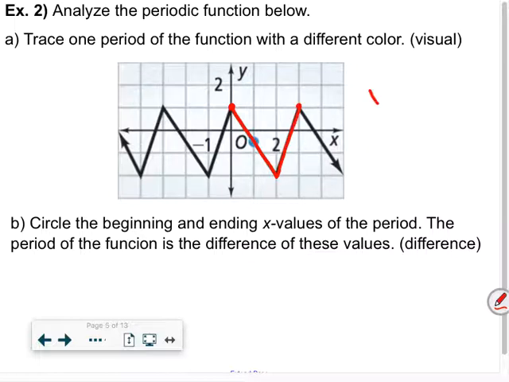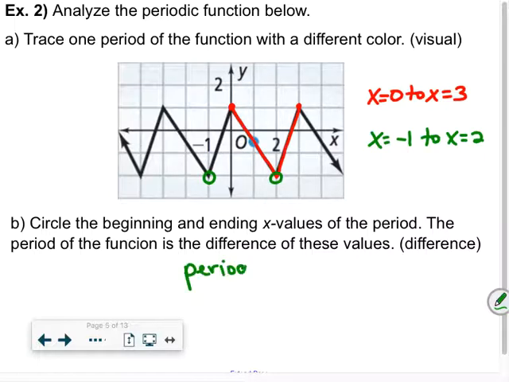So here's one way, x equals 0 to x equals 3. Another one, and this is what it says in part B: couldn't I start at x is -1 and go to x is 2? My period length is always going to be the stop minus the start. So it's way easier to do it from 0, okay, that's easier.